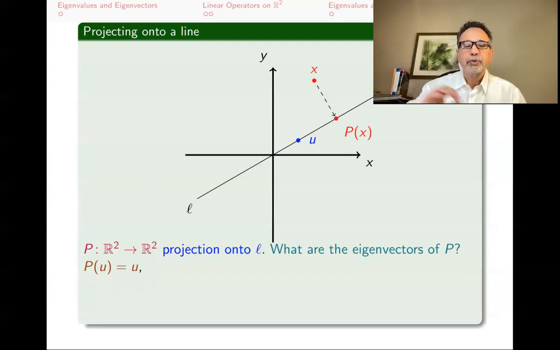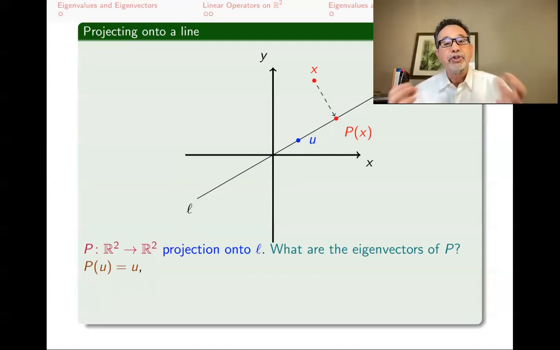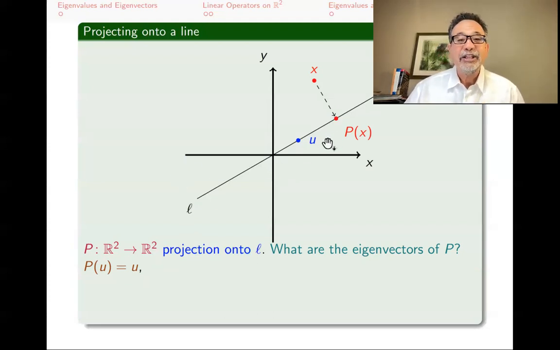In a future lecture, we will call all the eigenvectors associated with an eigenvalue, together with the 0 vector, an eigenspace. And so this line L is going to be an eigenspace of this projection for eigenvalue 1. But is that the only one?